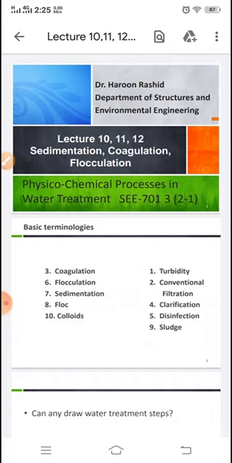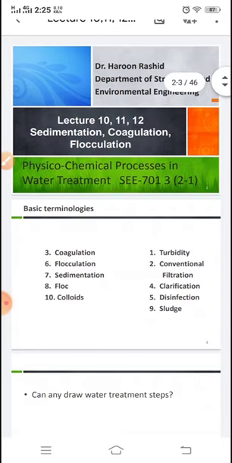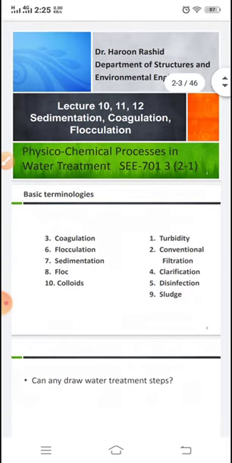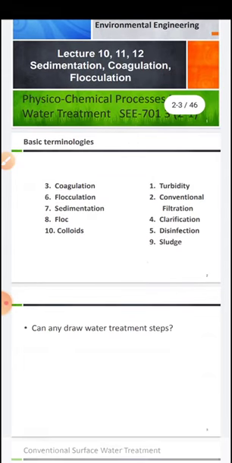Mainly, it will be covering the process of sedimentation and furthermore how we can help in the process of flocculation and coagulation. What is the basic difference between these two terms, coagulation and flocculation, and then how the actual process of coagulation is taking place.